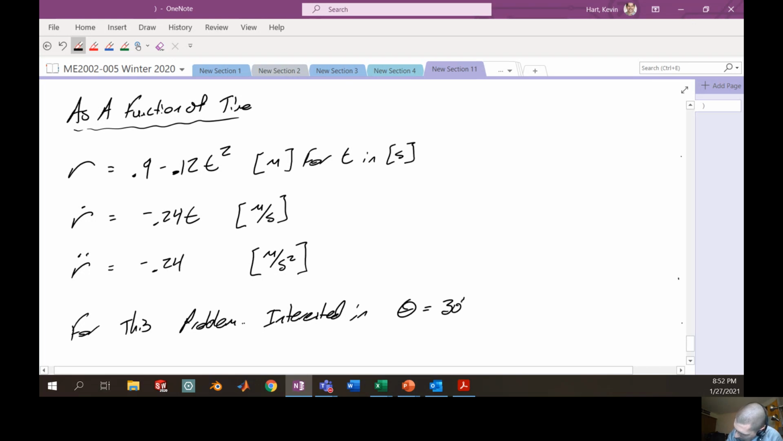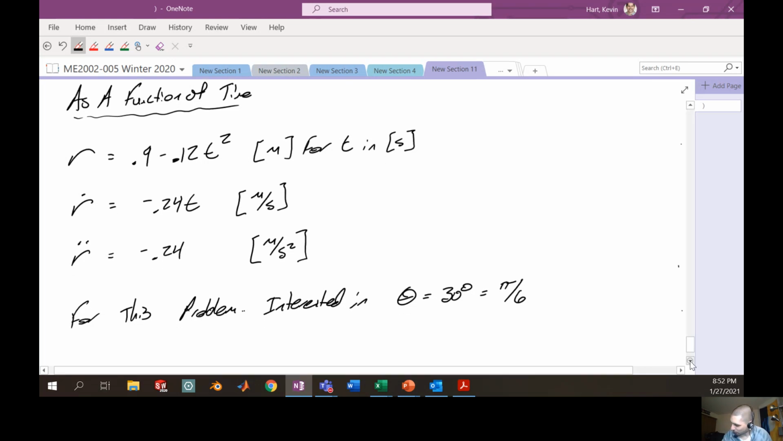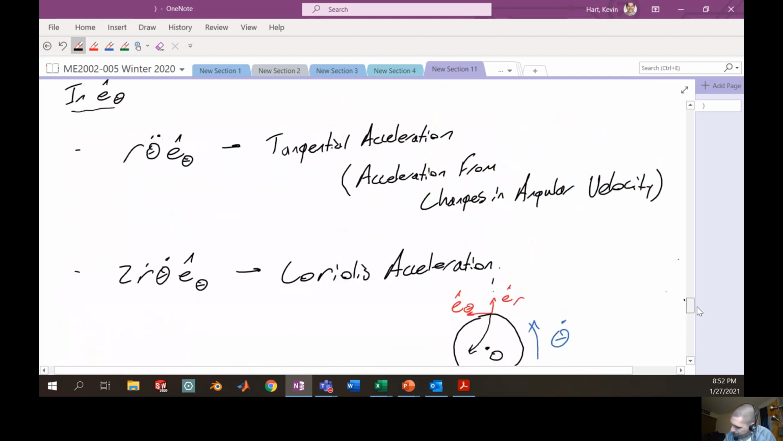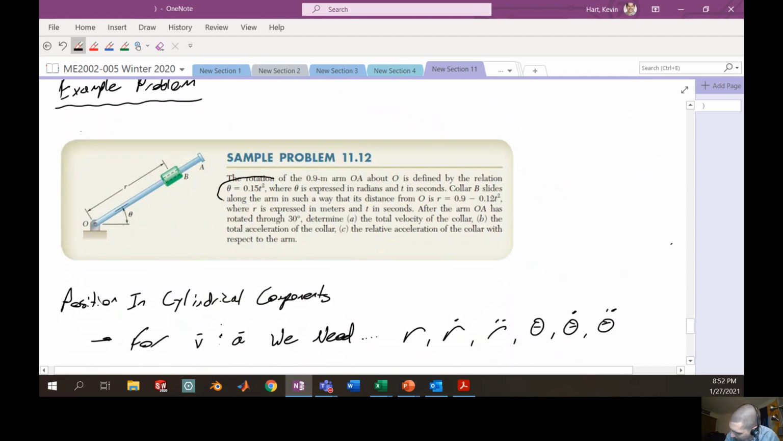theta is 30 degrees, which in radians is pi on 6. Usually we talk in radians when doing these radial tangential sort of problems. Okay, and we also have an expression for theta as a function of time. We know that theta is here, where theta is expressed in radians and t is in seconds. So 0.15 t squared.